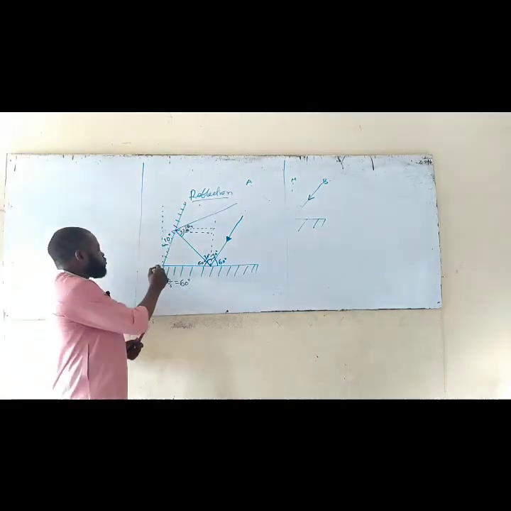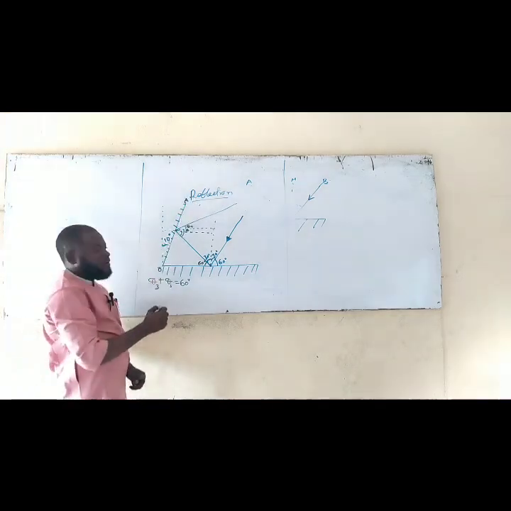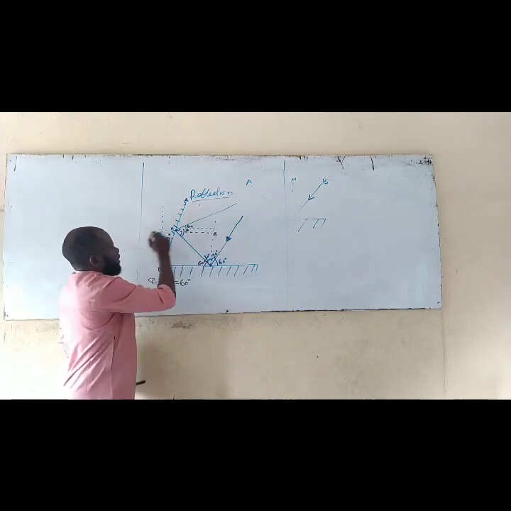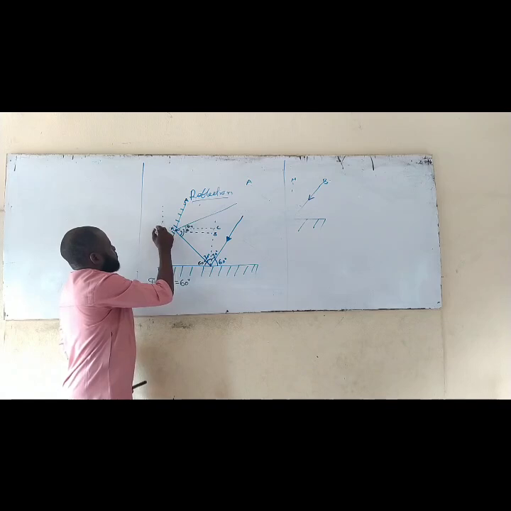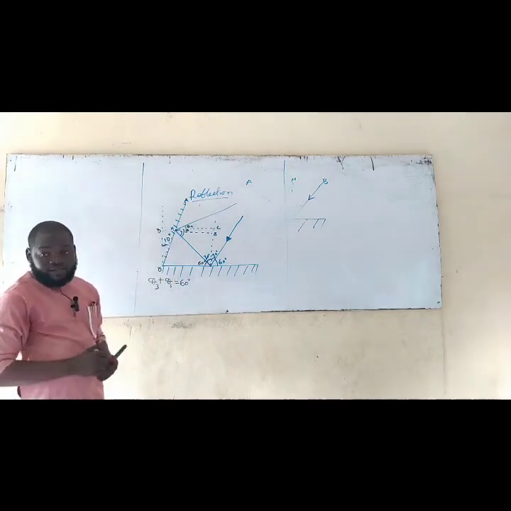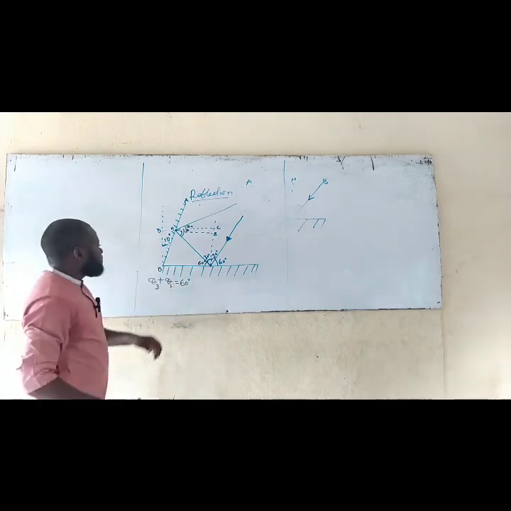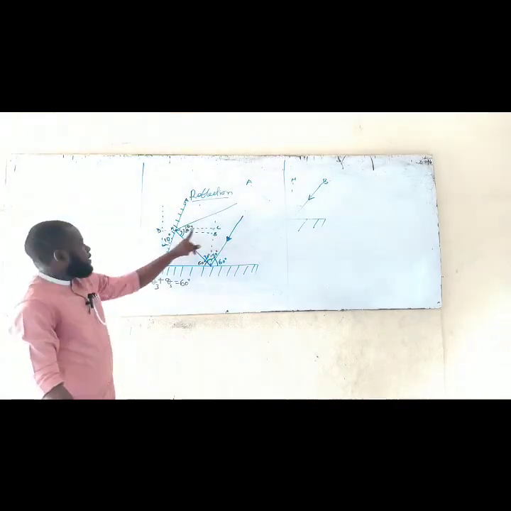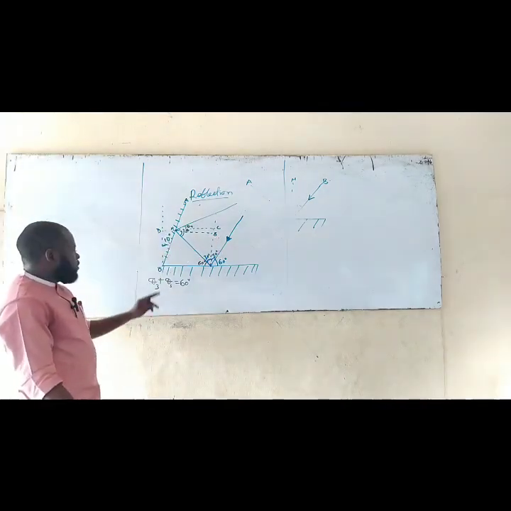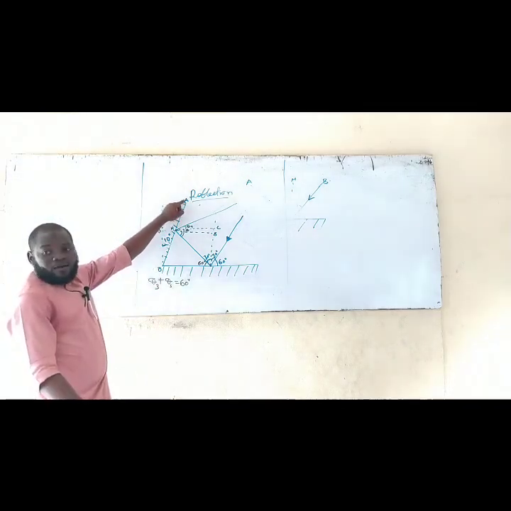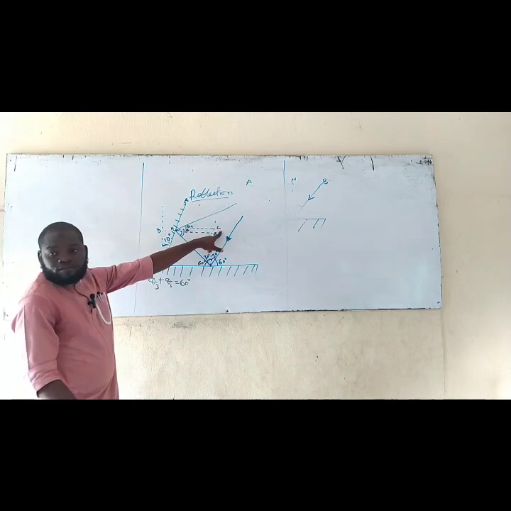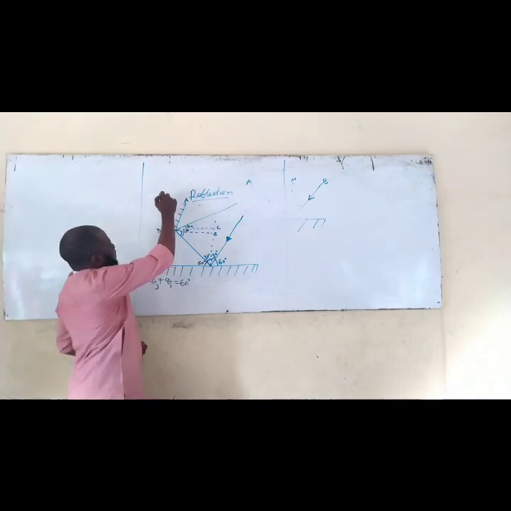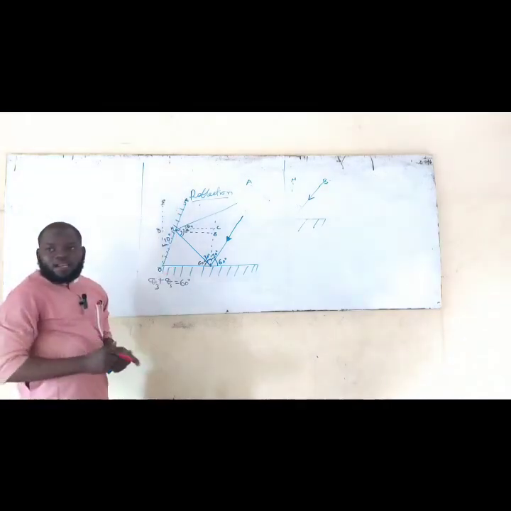Let me label. Let me call this one OA. Let me call this one NB, and call this one C, and call this one D. I just leave it anyhow so that you get what I'm saying. So if you look at line NB, I see it now. Line NB is perpendicular to line OA. Are you seeing it now? And line DC, let me call this one E.